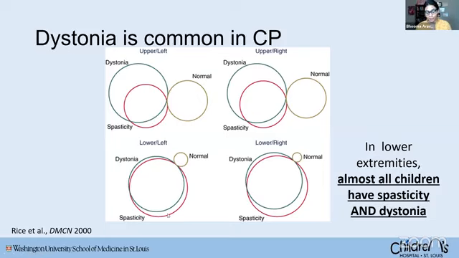But there is a near complete overlap in the legs. So what we know is that for people with CP in their legs, about 70 to 80% of people with CP will have coexisting spasticity and dystonia. And I think for all of us, it may be more obvious to see dystonia in the arm. Those positions are very familiar to us.